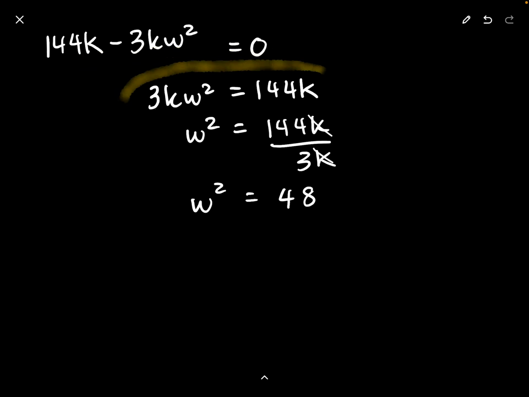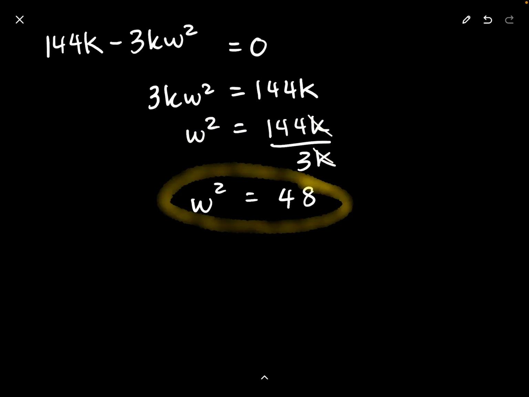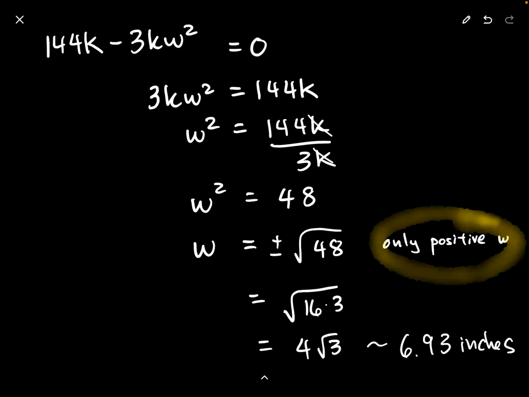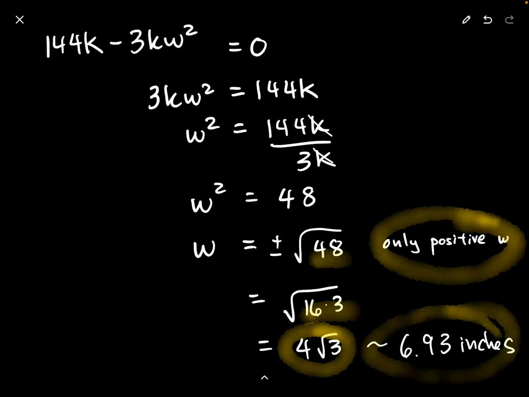So 3kw squared is equal to 144k. So we'll isolate w squared. We can divide both sides by 3k. And then the k and the k will cancel. 144 over 3 is 48. W squared is equal to 48. And next we can take the square root for w. So we'll consider only the positive w. 48 is 16 times 3. The square root of 16 is 4, so w is 4 times root 3, which is around 6.93 inches.